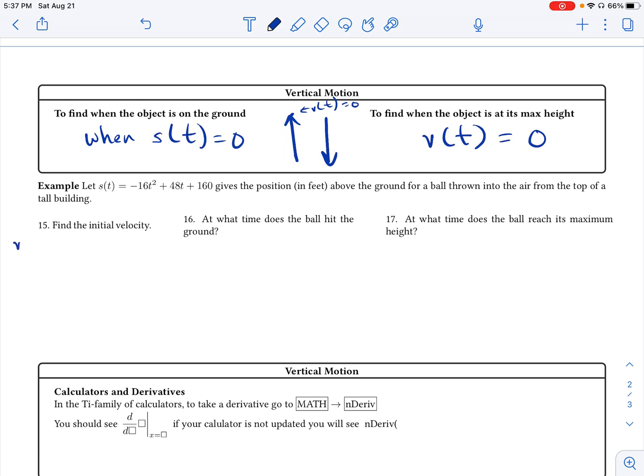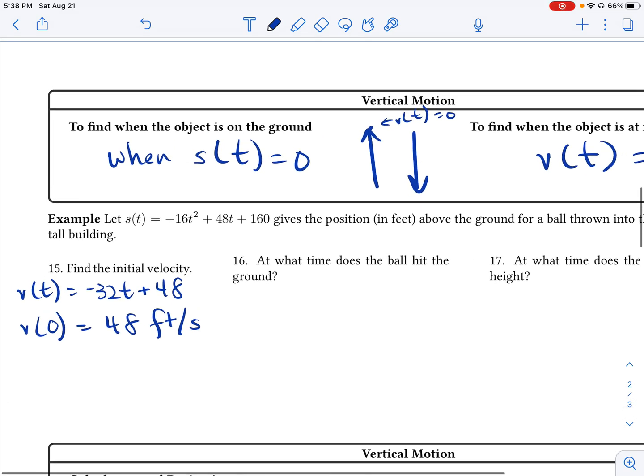Well, we know that our velocity function is the derivative of our position function, so we're going to say v of t equals negative 32t plus 48. The initial velocity is when t is equal to 0, so plug in 0 for t, and we get 48 feet per second. Now, at what time does the ball hit the ground? Well, the ball is going to hit the ground when our position is equal to 0, when s of t is equal to 0. So I'm going to solve this.